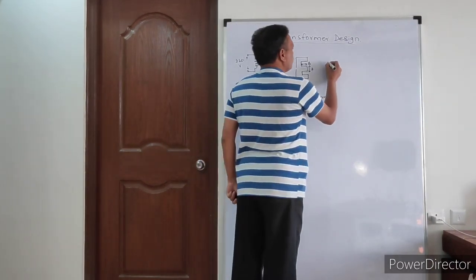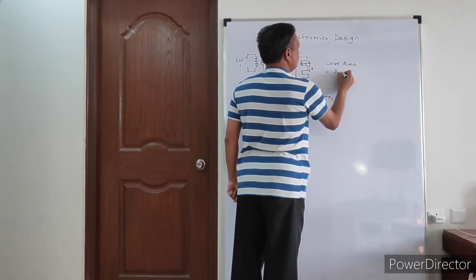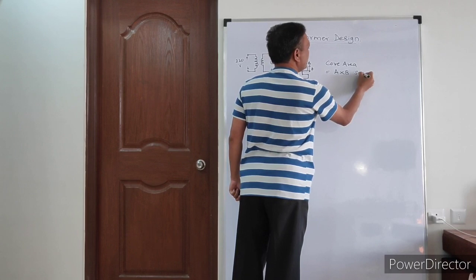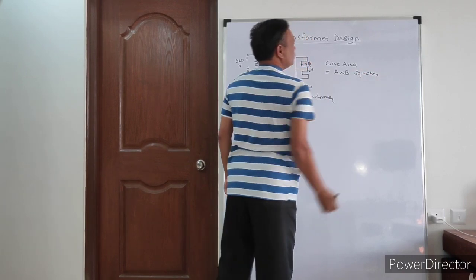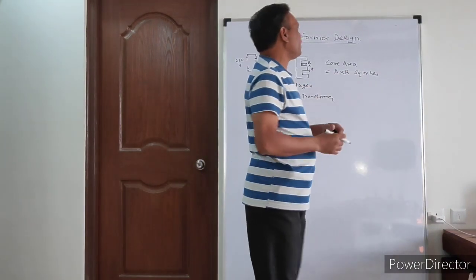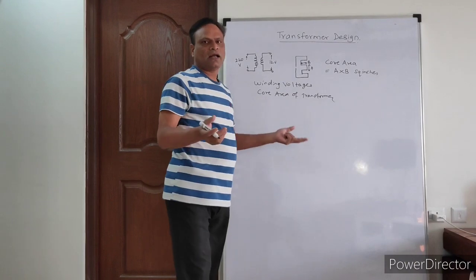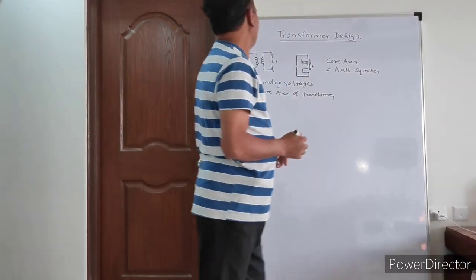So core area will be calculated as A into B, that will be in square inches. From the tables you can convert this square inches into square centimeters and other conversions.